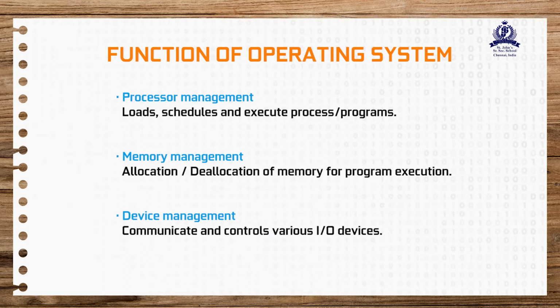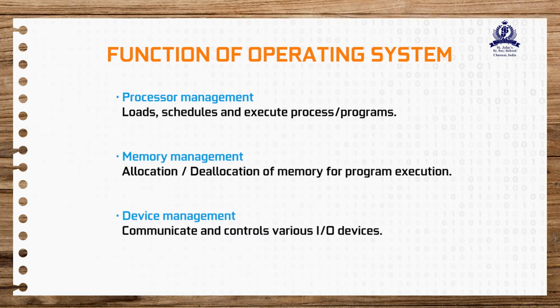Suppose 5 tasks are given to the processor. At that time all 5 tasks are loaded into the processor. Next is scheduling, which depends on the priority of your task. Suppose the third task has the highest priority, then automatically it schedules the third one first for execution. So like that, it loads the process, schedules the program and executes the process. That is the function in processor management.